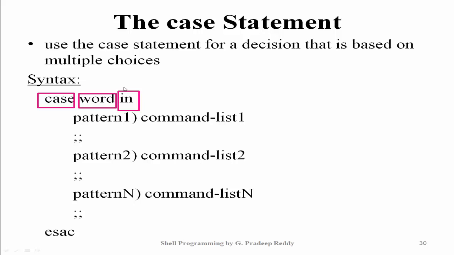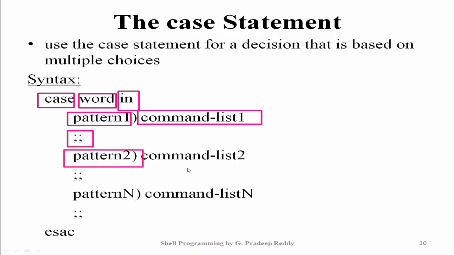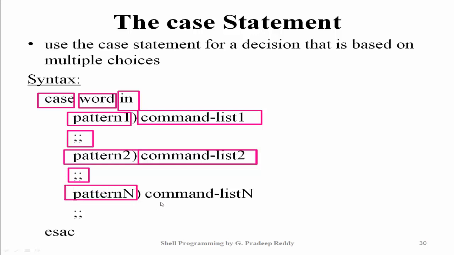Now it is going to check whether the pattern is pattern 1, and it is going to perform the command list, and the syntax ends with double semicolon. And if it is pattern 2, it is going to execute the second command list, command list 2, and end with double semicolon. If it is pattern n, it is going to execute command list n, and it is also ended with double semicolon. Finally it ends with esac.